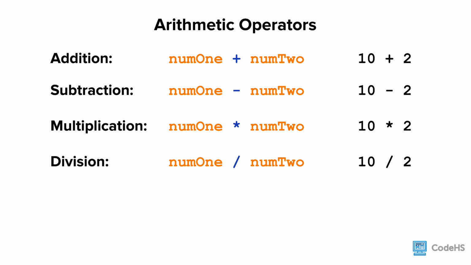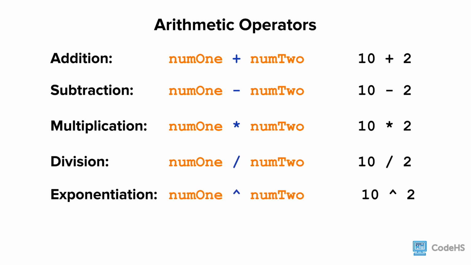To divide, we use a slash. For exponents, we use a caret. This symbol can be found above the number 6 key on your keyboard. And for modulus, we use a percent sign.